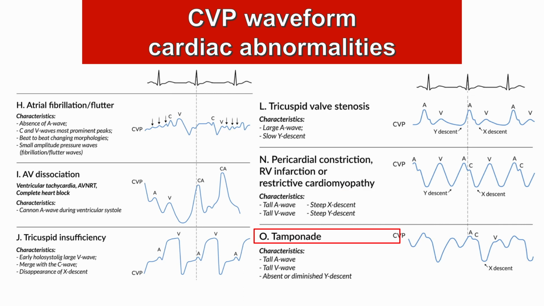The last one is tamponade, and similar in having a tall A wave as well as a tall V wave because it's also constrictive, but something maybe different is that there'll be an absent or diminished Y descent because the ventricle cannot relax as it should.